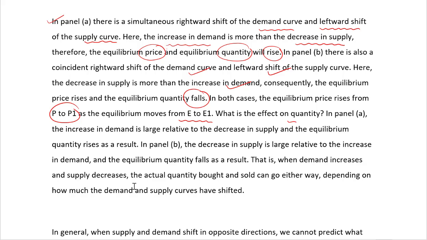What is the effect on quantity? In panel A, the increase in demand is large relative to the decrease in supply, and equilibrium quantity rises as a result. In panel B, the decrease in supply is large relative to the increase in demand, and equilibrium quantity falls as a result. So when demand increases and supply decreases, the actual quantity bought and sold can go either way depending on how much the demand and supply curves have shifted.